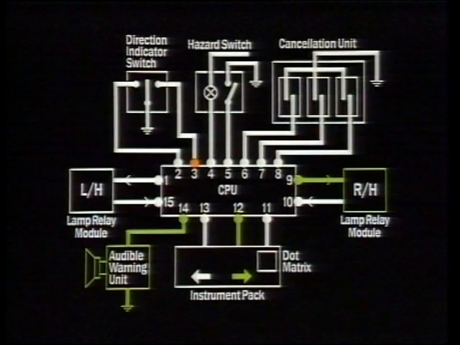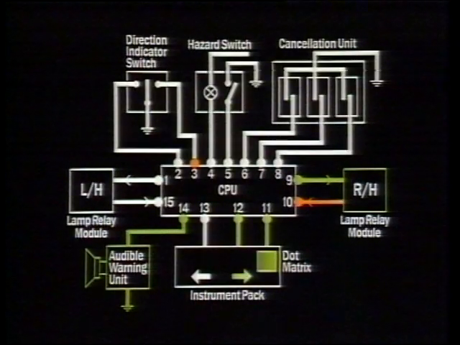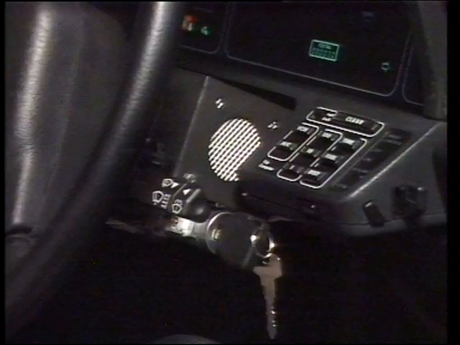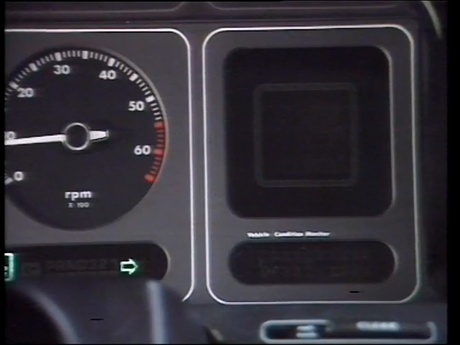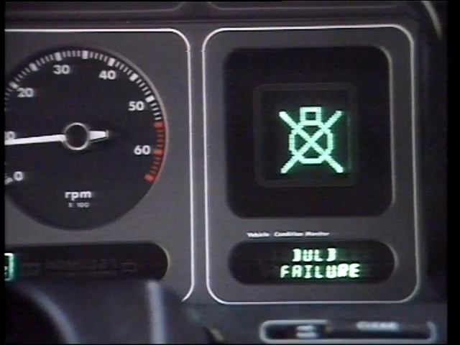If an indicator bulb fails, a sensing circuit in the lamp relay module will output a signal to the CPU, which will ensure that the remaining bulbs stay operational. However, the driver is warned because the arrow display and the audible warning unit operate at twice their normal speed. This warning is reinforced by a symbol on the dot matrix.